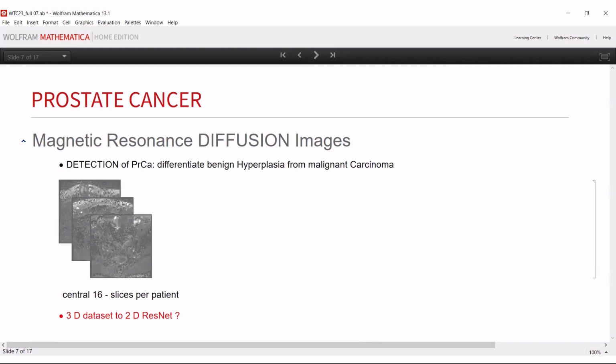The question is, though, can we differentiate malignant cancer from benign hyperplasia? The latter is really quite prevalent in older patients. It's about 50% in the sixth decade, growing to 80% in the ninth. This compares to prostatic cancer incidence, which is around 5% in the sixth decade and 9% in the seventh and beyond. The other question you might be wondering is how are we going to use a 2D ResNet neural network for 3D volume data? Good question.